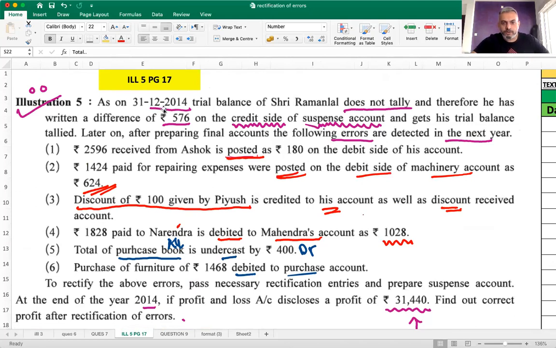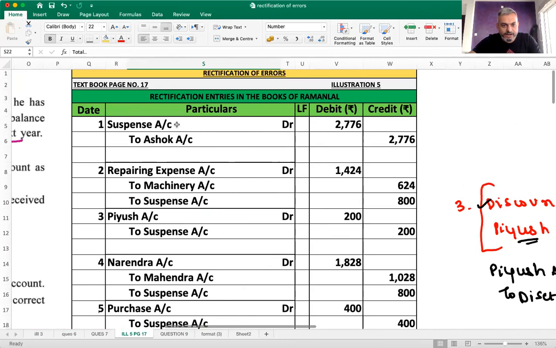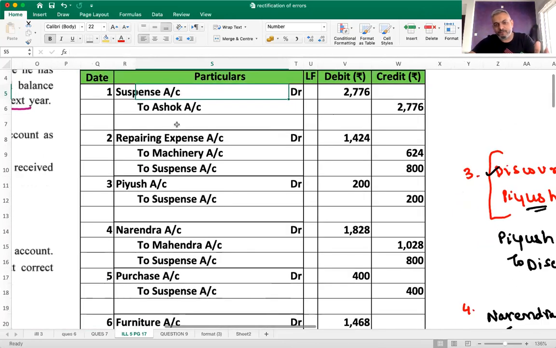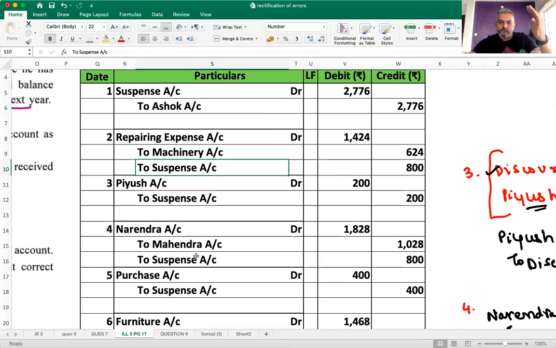As on 31/12/2014, the trial balance does not tally and therefore there is a difference of 576 on the credit side of suspense account. So we already had a balance of suspense account. Again, while rectifying, you can see we have debited suspense, we have credited suspense. So there is a movement in suspense account, either it has increased or decreased.